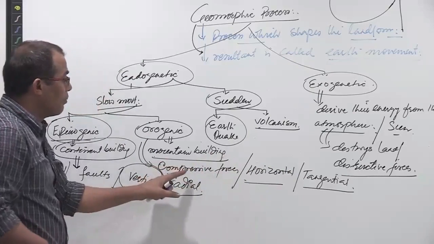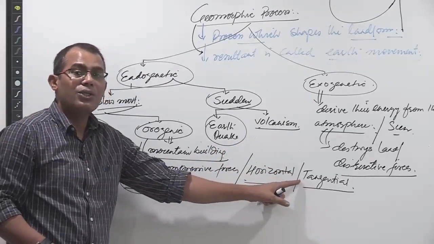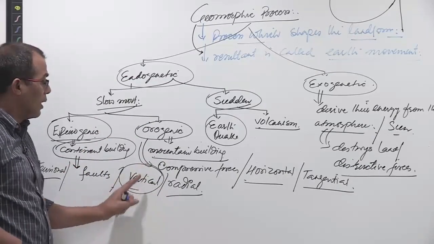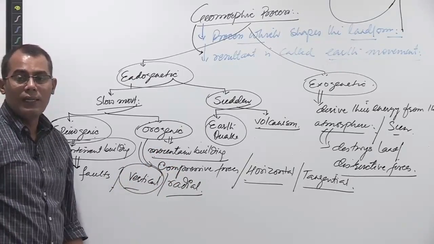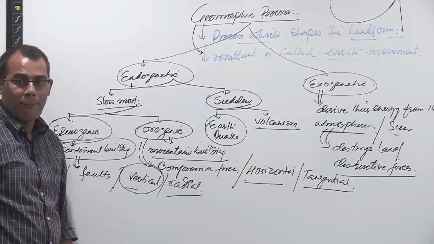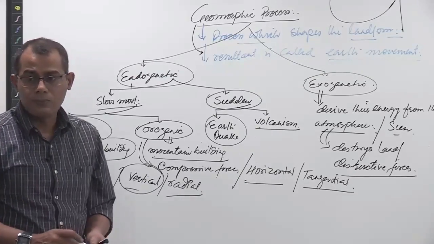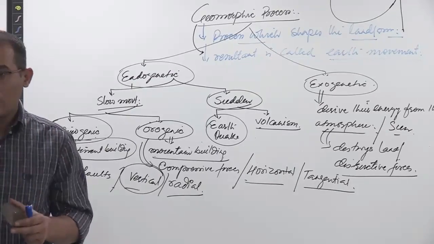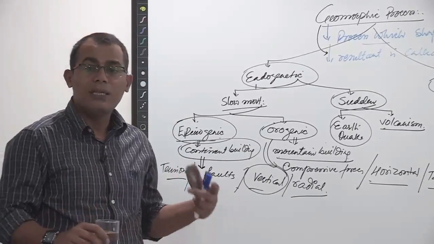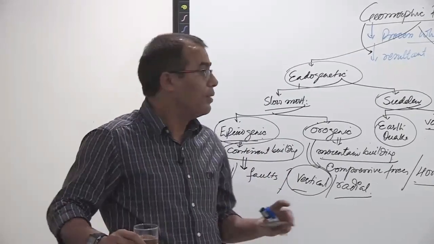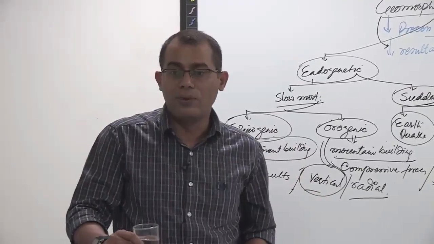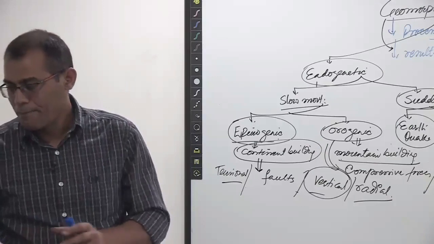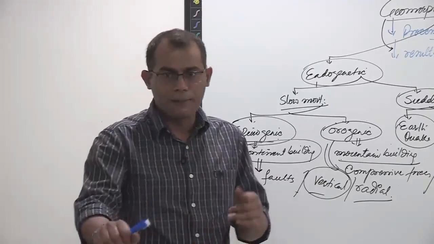So that's why the compressive forces are also called tangential forces and the tensional forces are also called radial forces, or the vertical movement is also called radial movement. But how is it along faults? It can be tangential also. Along the faults, movement along faults. Whenever you have tensional forces, that creates faults. Whenever we have compressive forces, that creates folds. That's a loose classification basically.